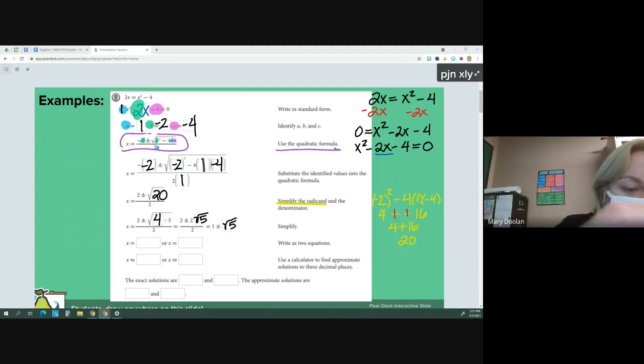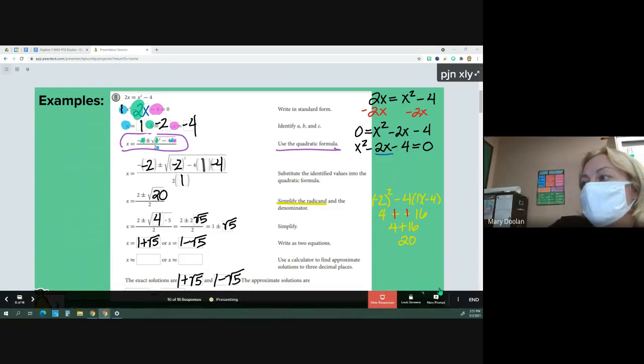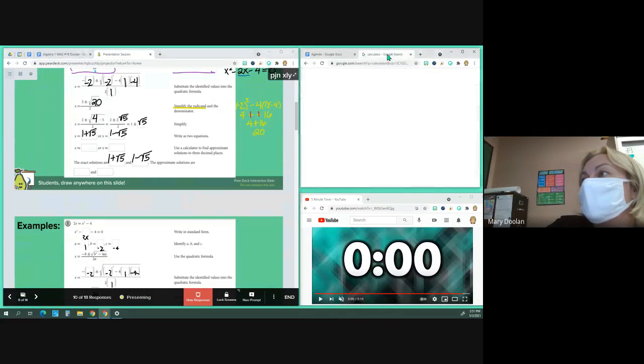So x has 2 possible solutions here. It could be 1 plus the square root of 5 or 1 minus the square root of 5. And so those are the exact answers. Those are exactly the solutions. The square root of 5 is an irrational number. So if I leave it as that, then it's exact. As soon as I try to round it, it's going to be an approximation. So it's also asking for those approximate values, which I'll show you on a calculator.